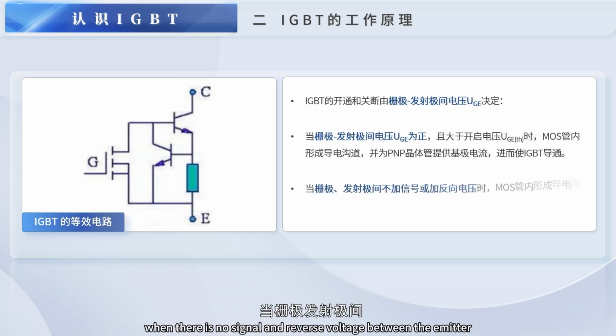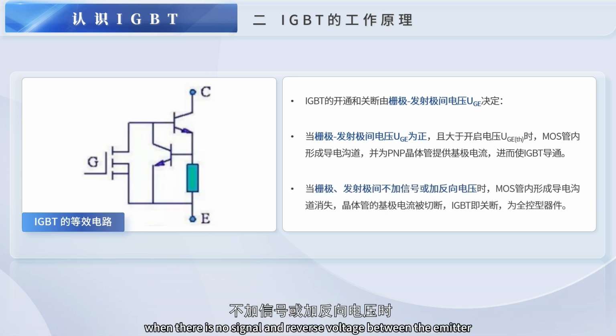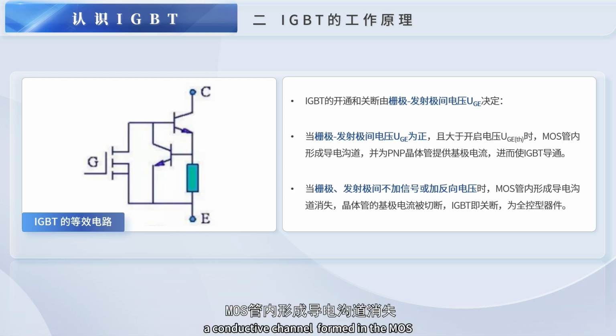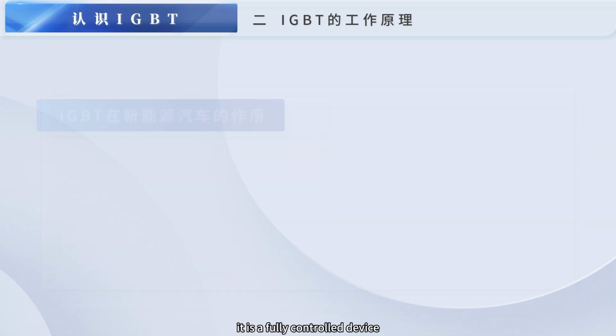When there is no signal or reverse voltage between the gate and emitter, the conductive channel formed in the MOS transistor will disappear. The transistor base current is cut off. The IGBT is turned off. It is a fully controlled device.